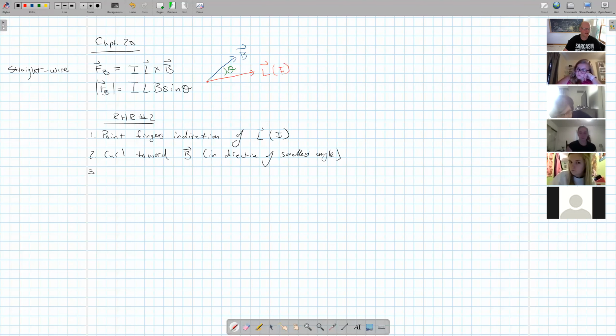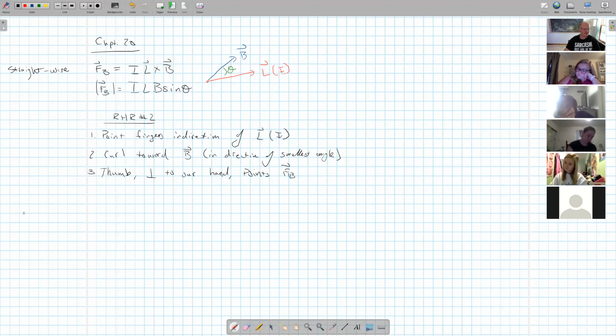And then finally, 3, thumb, which is at 90 degrees to our hand, points in the direction of FB. Okay. So this is right-hand rule number 2.